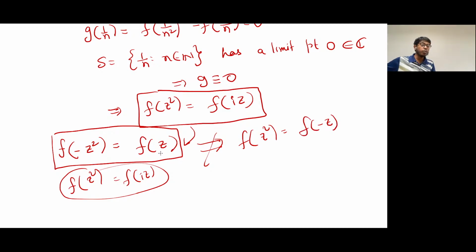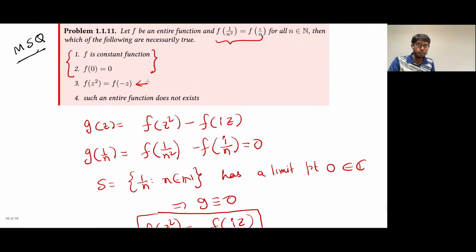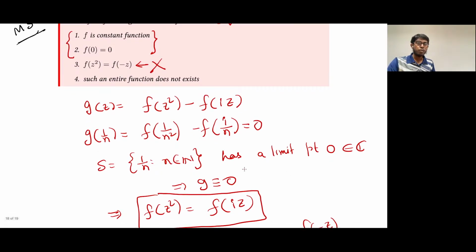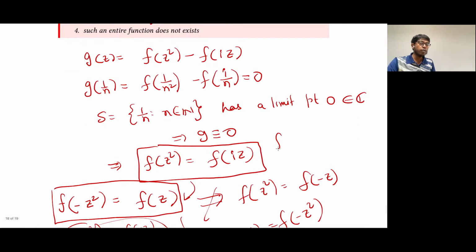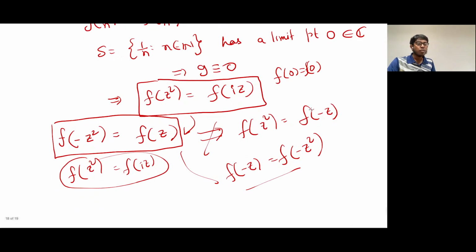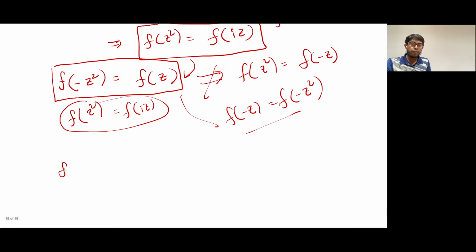So this is true, but this does not imply that f of z square equals f of minus z. Because if you put z equals minus z, what we get is f of minus z equals f of minus z square. So therefore this option is of course false. Okay, such an entire function does not exist? We don't know yet. From here we can only see that f0 equals f of 0. We don't know whether it's 0 or not. So let's see now. f of z square equals f of iz.